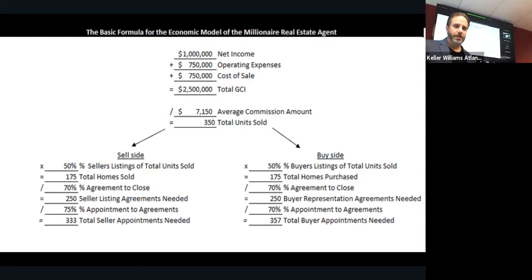Total GCI, obviously, everybody knows GCI means gross commission income, right? If you don't know something, don't be afraid to ask. Average commission, you know, the 7150. What's the average sales price? Or GCI, I guess, 350 units. What's that? Yeah, it's basically take the 2.5 million divided by 350 units.